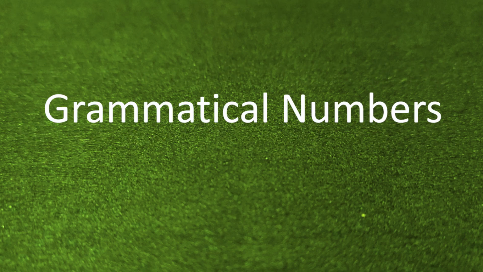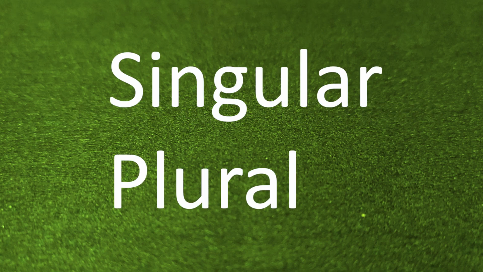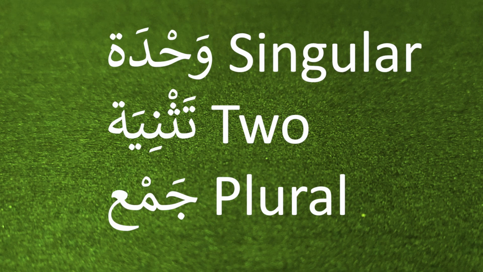In English, there is only either singular or plural. In Arabic, there are three grammatical numbers. First one is wahda, which is singular. Then tathniya, which is two, and then there is plural, which is jama'. Let's look at the example of grammatical number in Arabic, but we will cover the detailed rules later in other videos.